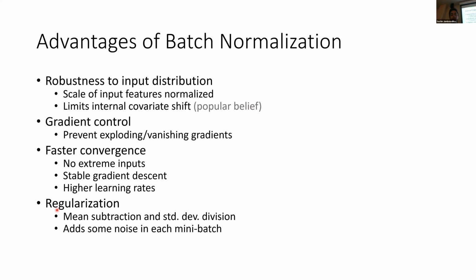And one of the parallels drawn was that batch norm is also acting as a regularization term, where we have a mean subtraction and standard deviation division. This is additive noise and multiplicative noise. So for each mini batch, it has some noise associated with it.